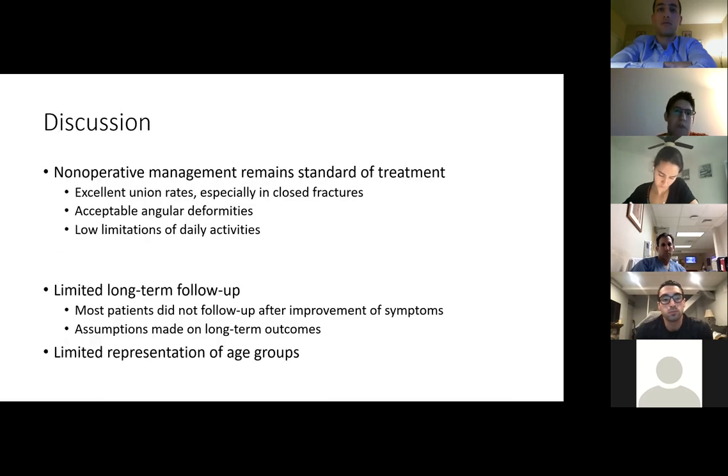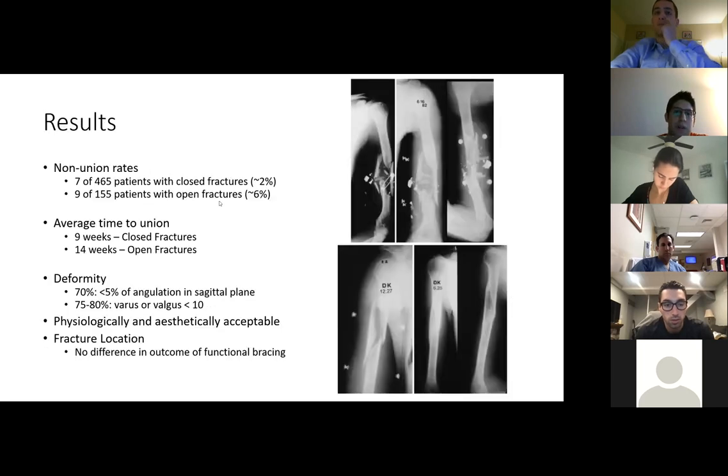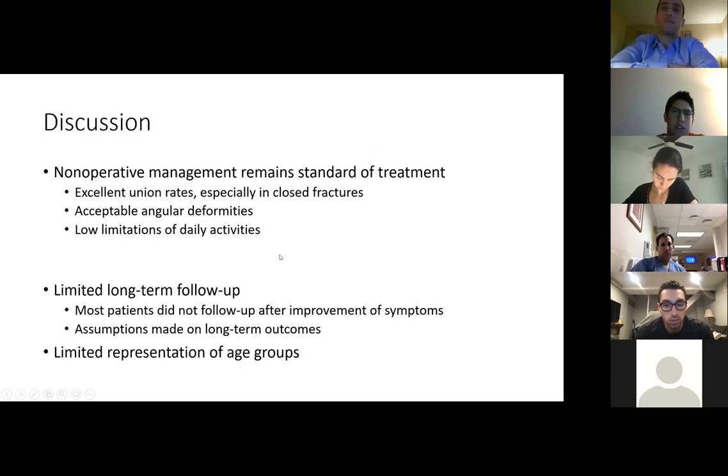The point the paper tries to make is that non-operative management still really remains the standard of treatment for patients. They have excellent union rates, especially with the closed fractures. As we saw here, only 2% of the patients with closed fractures had non-union, and 6%, a little bit higher, in the open fractures. There were also acceptable angular deformities, both physiologically and aesthetically. And because the shoulder and the elbow are still free to move, they don't have as many limitations in daily activities.